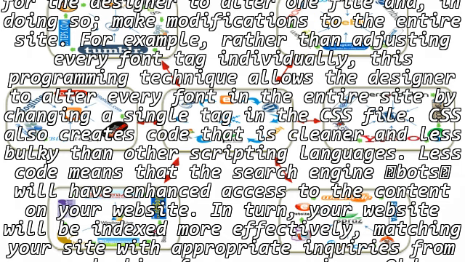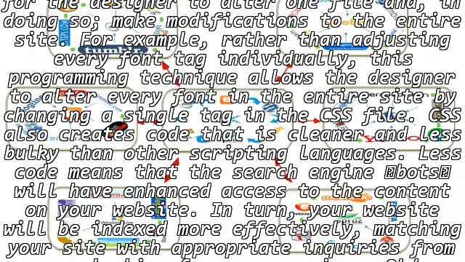CSS makes it possible for the designer to alter one file and in doing so, make modifications to the entire site. For example, rather than adjusting every font tag individually, this programming technique allows the designer to alter every font in the entire site by changing a single tag in the CSS file. CSS also creates code that is cleaner and less bulky than other scripting languages. Less code means that the search engine bots will have enhanced access to the content on your website.